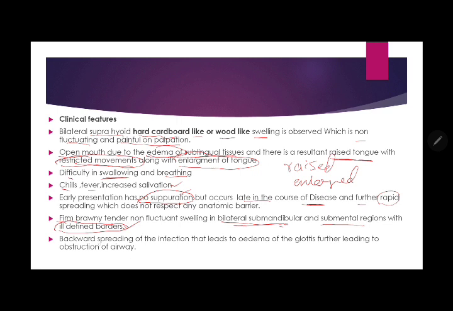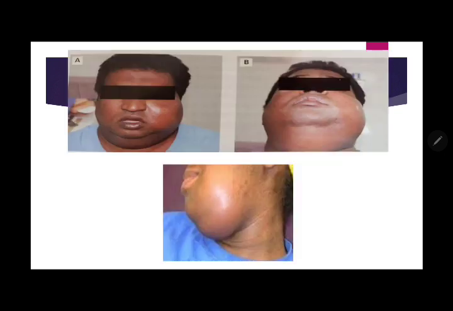There is a backward spreading of the infection that leads to edema of the glottis. This further leads to obstruction of the airway and also shallow breathing. So these are the clinical features of Ludwig's angina.